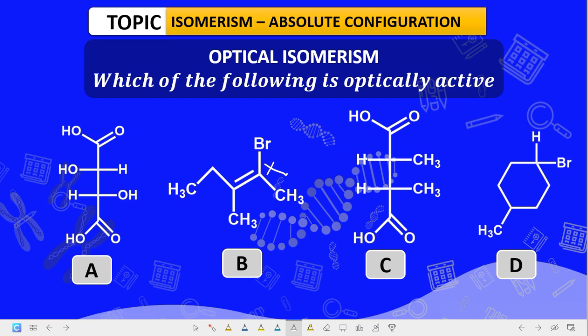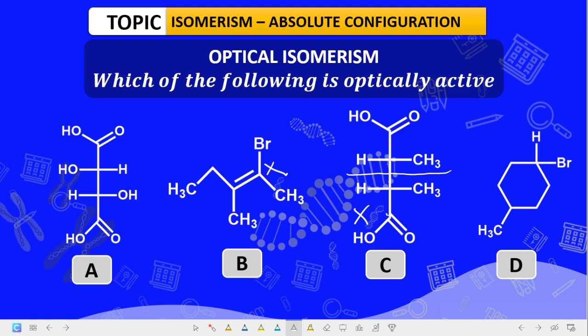Now, any compound that can be divided into 2 the same parts is not optically active. Okay, any compound that can be divided into 2 the same parts is not optically active. Now, if you look at this compound very well, you can divide this in such a way that what you have here is the same thing as what you have here. Are you getting it now? So this compound is not optically active. They call compounds like these meso forms. Is that understood? So this one is not optically active.